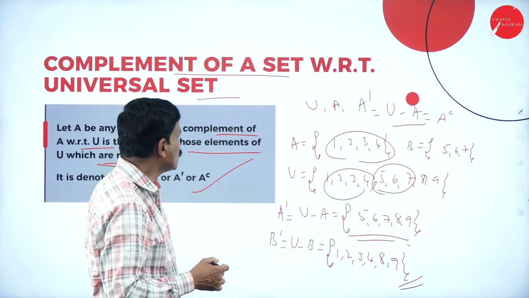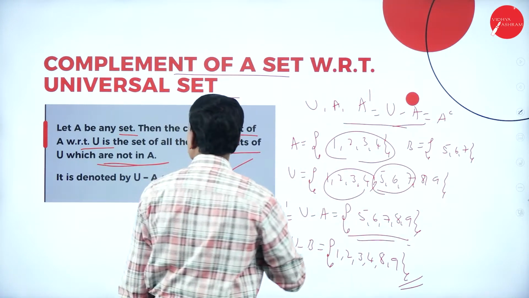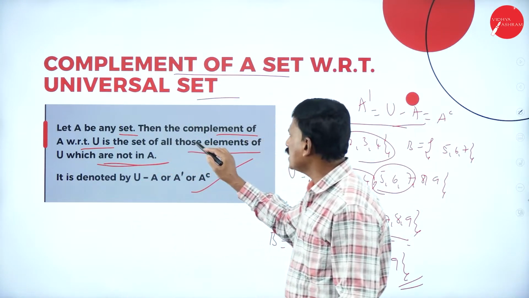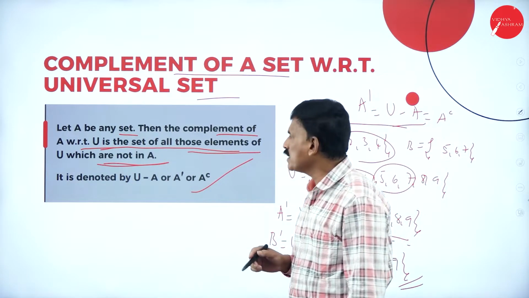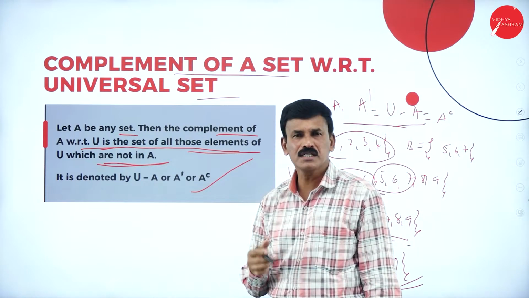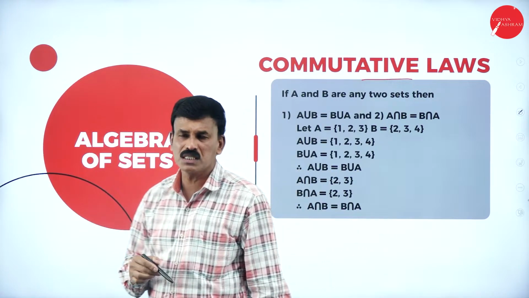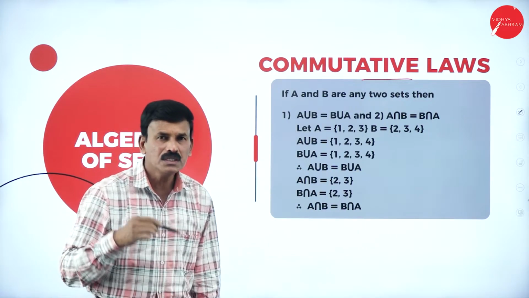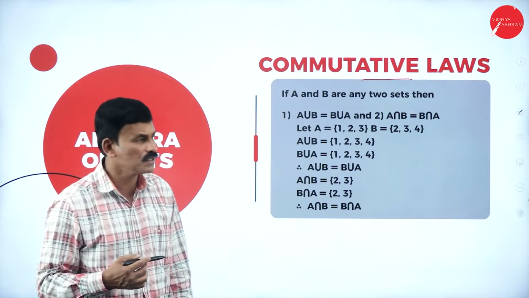So in general, the complement of any set A is the universal set minus that particular set. U minus A will give the complement of that set A, and it is denoted as A dash or A C. Let us come to the properties based on union, intersection, difference, complementation, and symmetric difference.